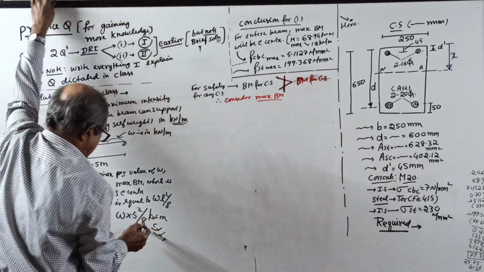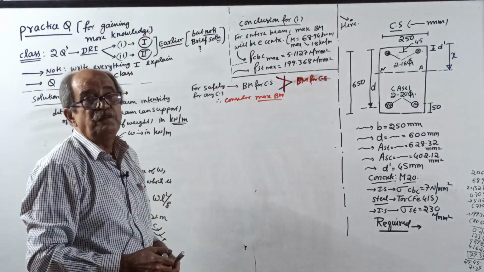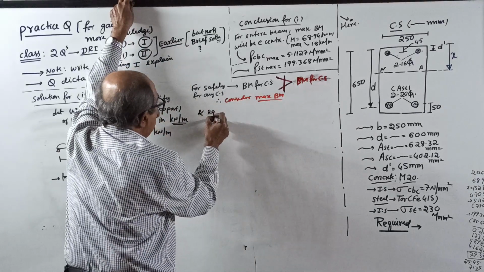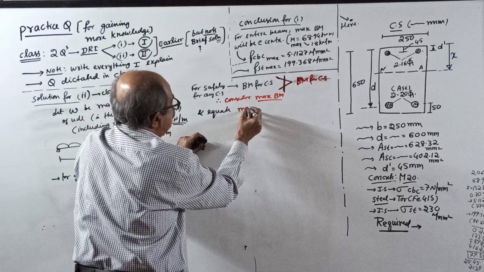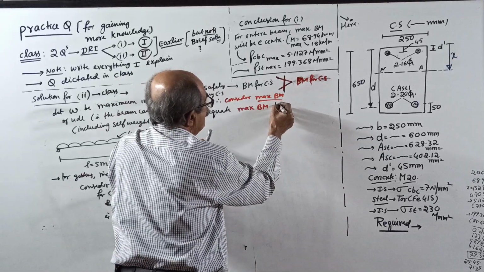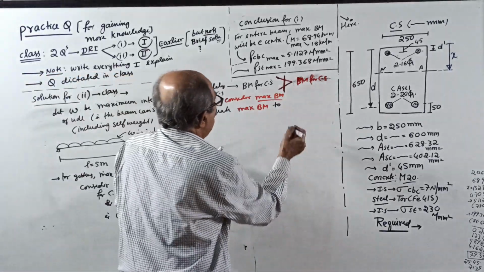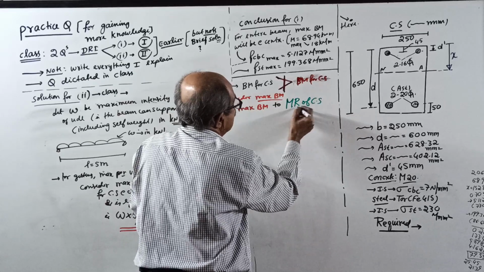See, this is the red color I will tell, maximum BM. This red is for danger. Okay. Maximum BM, and equate maximum BM to what? Usually I ask in the class, to what? To the moment of resistance of the cross section.